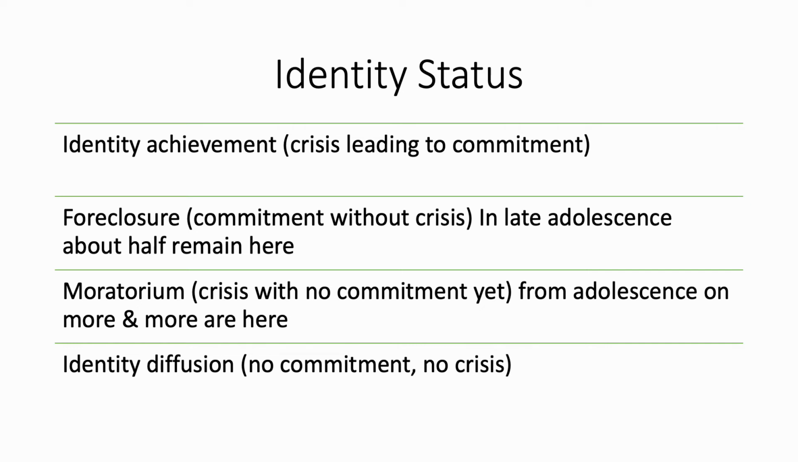Moratorium, or crisis with no commitment yet, is when one is grappling with one's identity and trying to decide for him or herself what he or she wants to be, and what path to take. In this case, the person may be lively or talkative and self-confident, but also tends to be anxious and fearful. Finally is identity diffusion, or no commitment and no crisis. This is when one seriously considers options but then avoids any commitments. These people tend to be uncooperative.